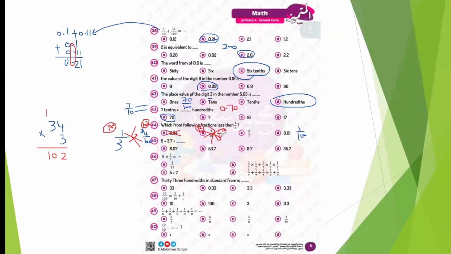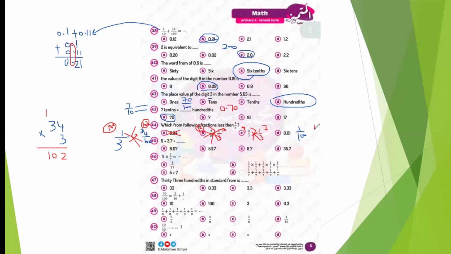I'll ignore this. 3 out of 7 or 1 out of 3. Let's compare. 3 times 3 equals 9. 7 times 1 equals 7. Which is bigger? 3 out of 7 is bigger. So this is wrong because he wants a number less than a third.